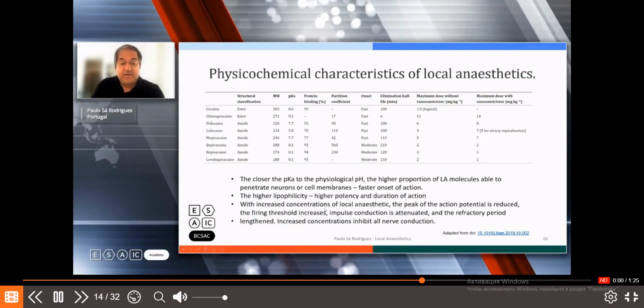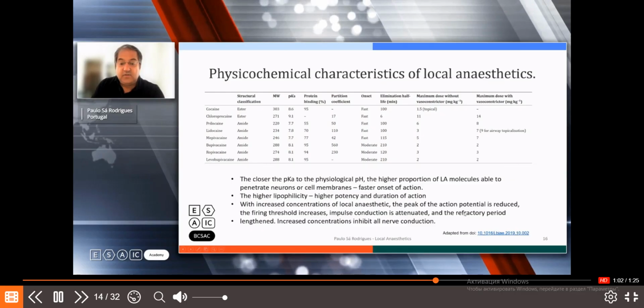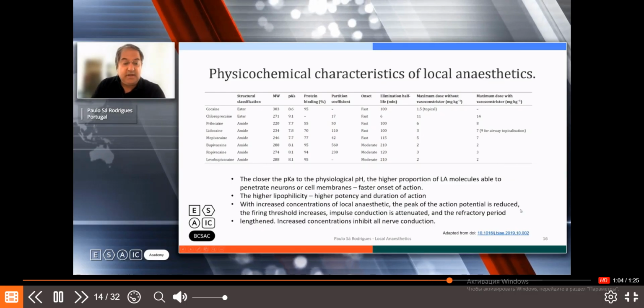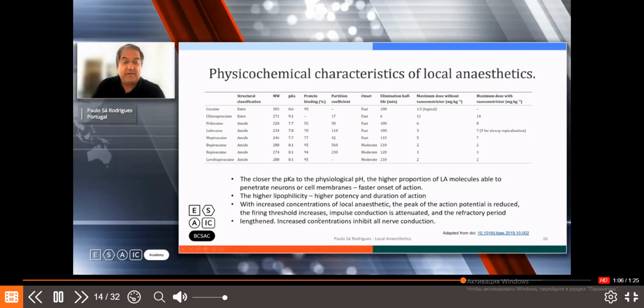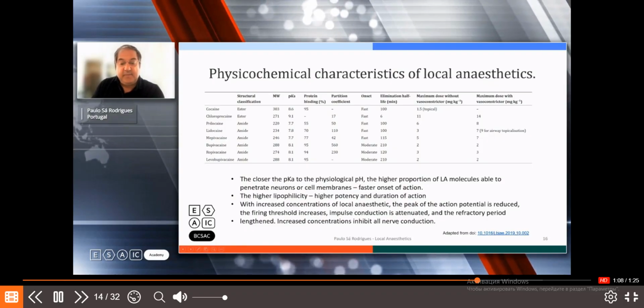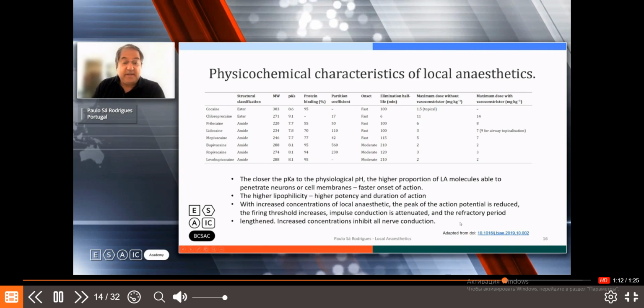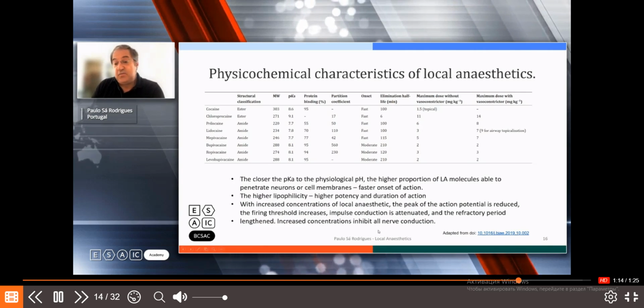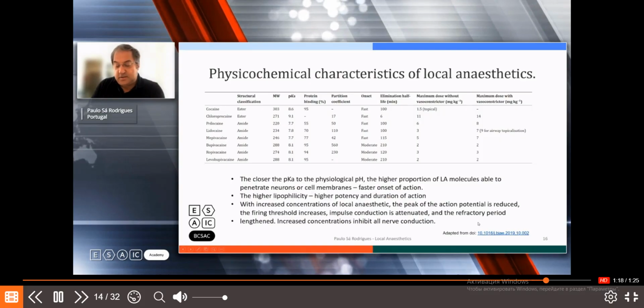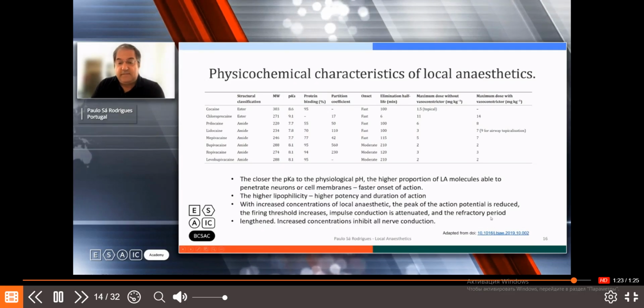With increased concentrations of the local anesthetics, the peak of the action potential is also reduced, so the firing threshold increases and impulse conduction is attenuated. The refractory period will be lengthened, and increased concentrations will inhibit the whole nerve conduction, leading to a full block of nerve transmission.